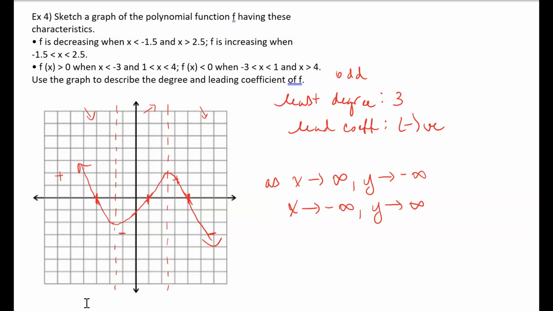So again, look at the end behavior and the directions it's going.